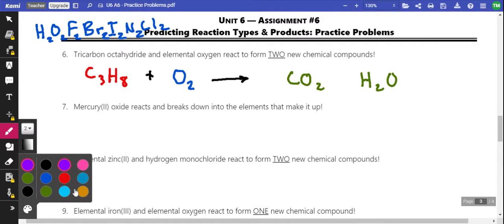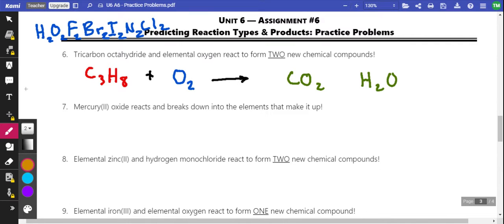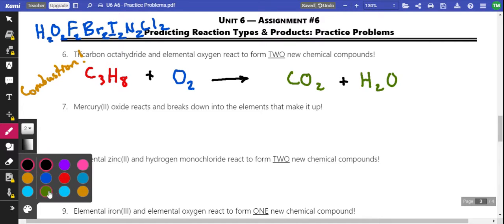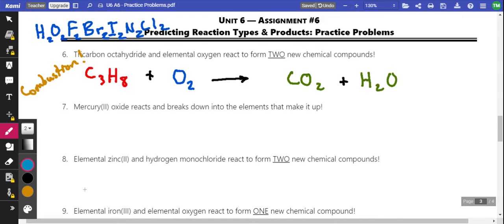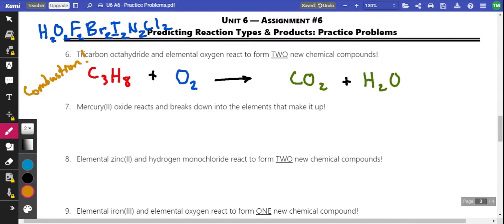Let me write that off to the side. I'll do it in orange. This is combustion. Put a little plus to show these are two separate products. Okay, and then I can balance this. Let's do orange since we had orange for the combustion thing over there.